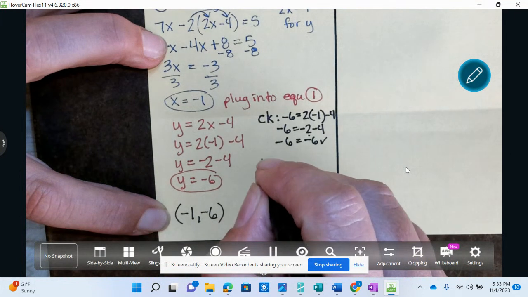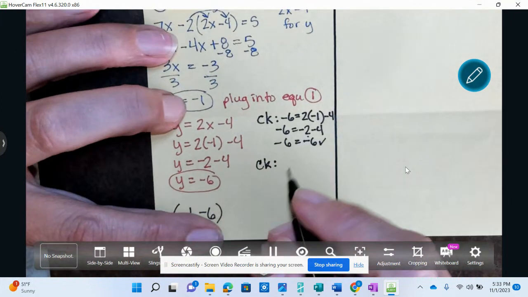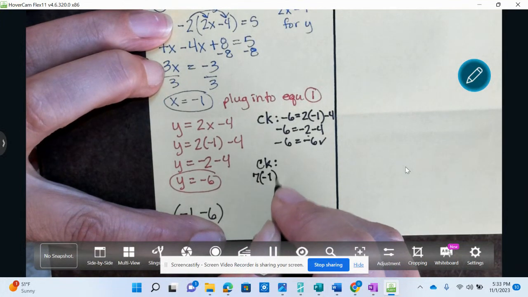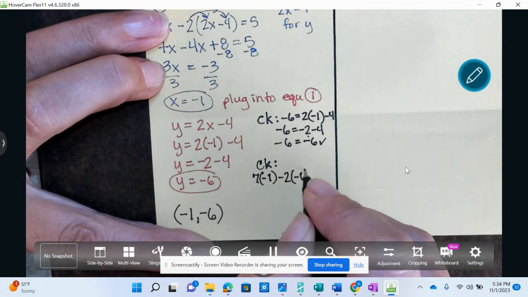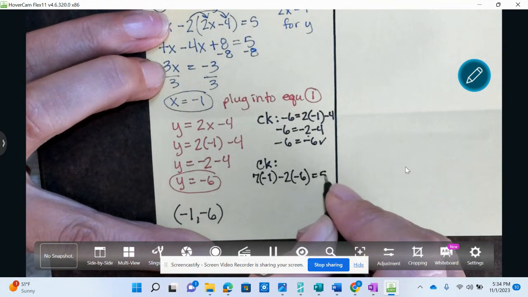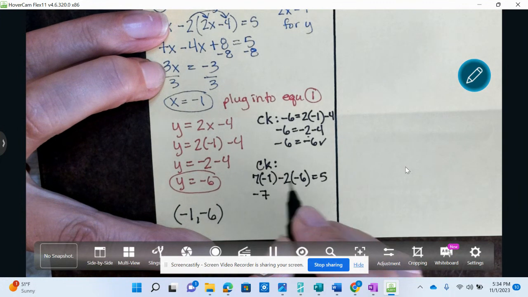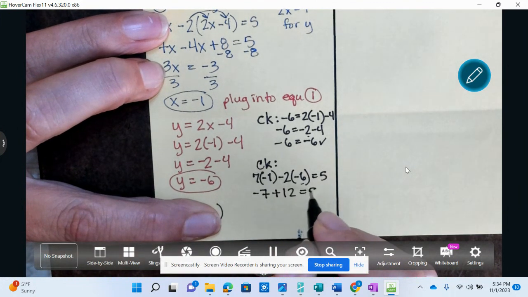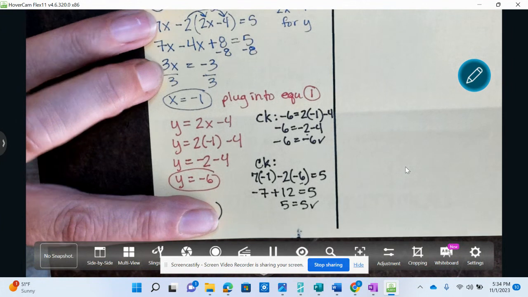Let's do the check for the second equation, because remember, it has to work for both. 7 times x, which is -1, minus 2 times y, which is -6, equals 5. Well, 7 times -1, that's -7. A -2 times a -6, well, that's a positive 12. Has to equal 5. -7 plus 12, well, that is 5. 5 does, in fact, equal 5.